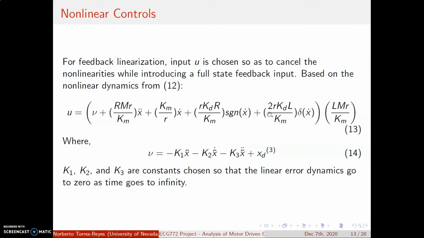For the nonlinear controls, we're going to go with feedback linearization. The input U is chosen so as to cancel the nonlinearities while introducing a full state feedback. Based on the nonlinear dynamics from equation 12, U is equal to nu plus all the other nonlinear terms. So K1, K2, and K3 are constants, and they're chosen so that the linear dynamics resulting from equation 14 go to 0 or close to 0 as time goes to infinity.